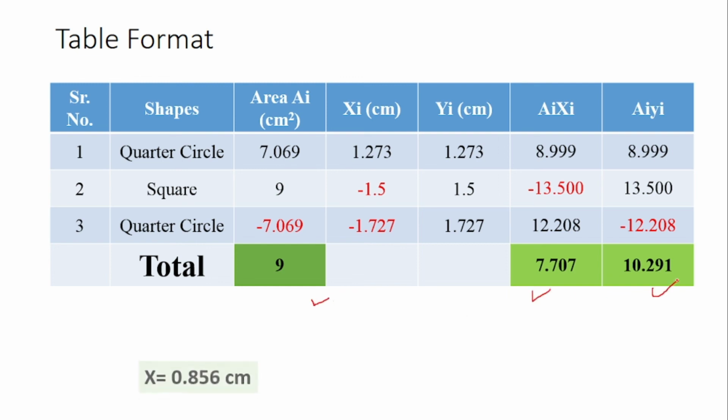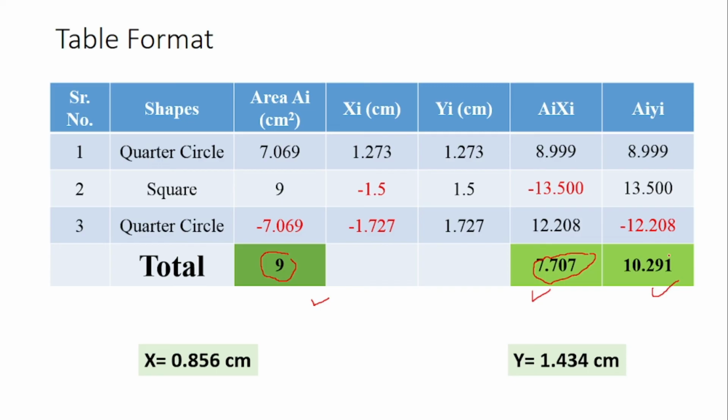Now we'll find out the x bar. X bar is nothing but the summation of ai xi divided by the summation of ai. So we'll get the value of x bar equal to 0.856. Now the value of y bar will be the summation of ai yi divided by the summation of area. So by doing this calculation, we'll get the value of y bar equal to 1.434.